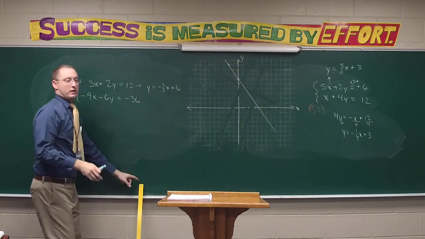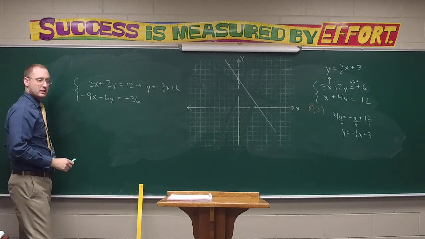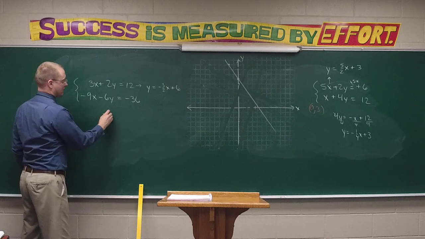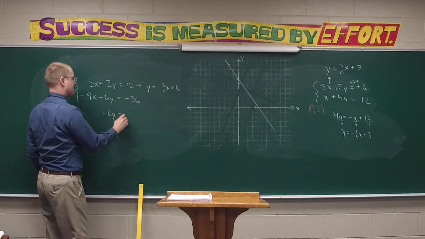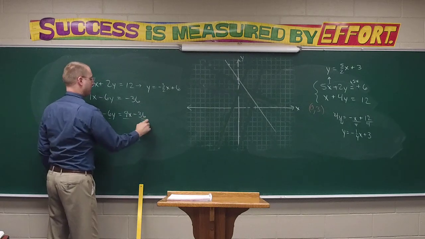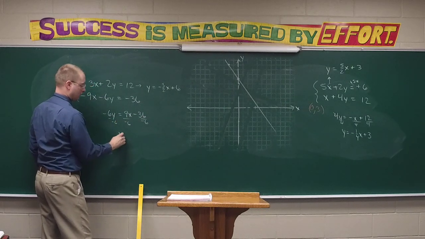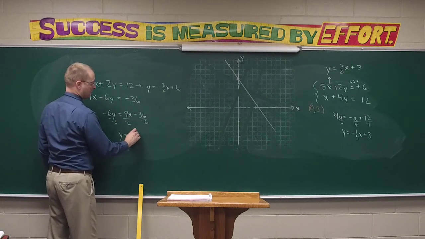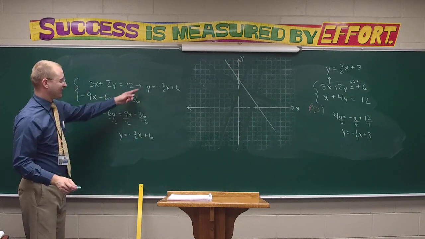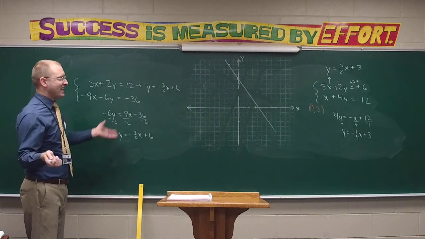And then for the next one, Kendall, what do we do with this guy? Select intercept. Okay, you get negative 6y equals 9x negative 6, and divide by negative 6 to get y equals negative 3 halves x plus 6. And wait a second. Thoughts, class? Yeah, it's going to be a coincident line.